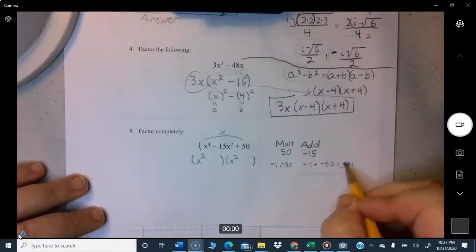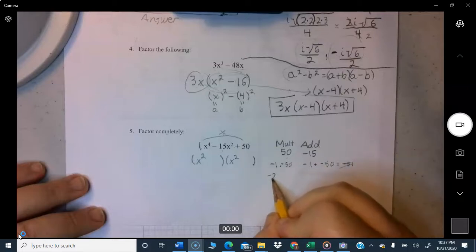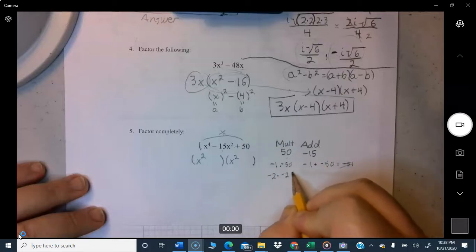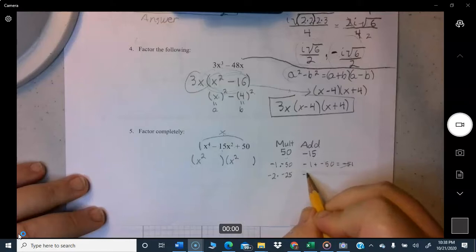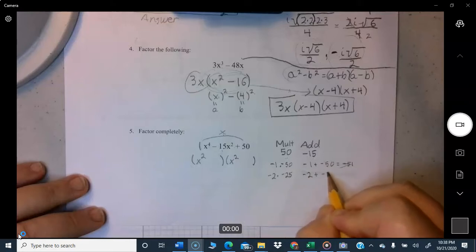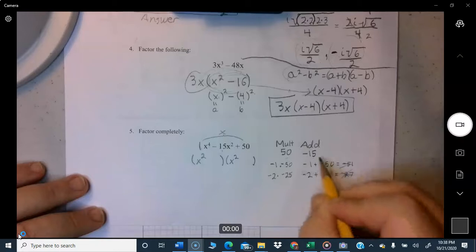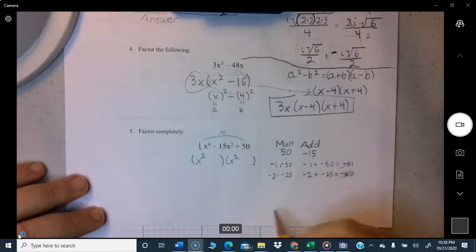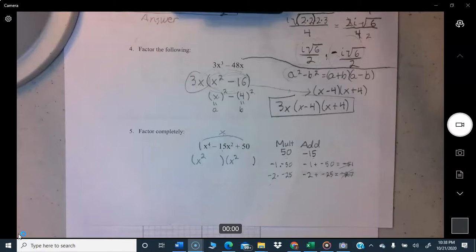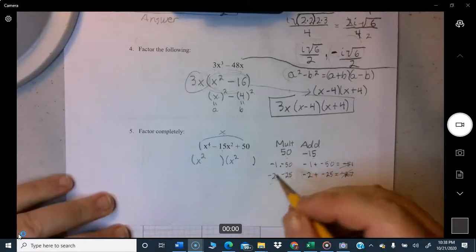Okay, that doesn't do it. We need it to be negative 15. How about negative 2 times negative 25? That equals 50. Negative 2 plus negative 25 equals negative 27. That doesn't work. We need negative 15. 3 doesn't go into 50. 4 doesn't go into 50. If you're not sure, just get your calculator and divide it and see if they go in evenly. Okay, 5. 5 goes in.